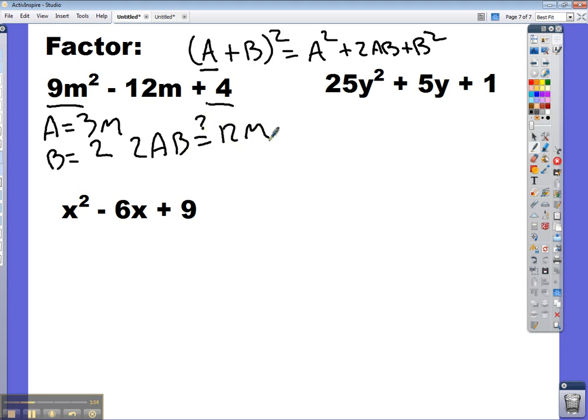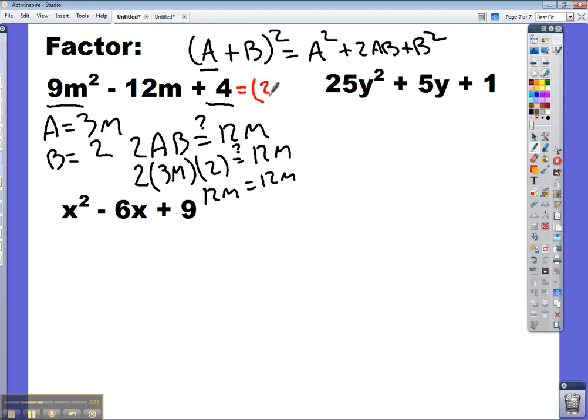So let's double check. We have 2 times, what's our a value? 3m. What's our b value? 2. What's 3 times 2 times 2? 12. We have 12m equals 12m. Is this a square binomial? It's a square binomial, so therefore I know the answer is simply your a value, you borrow this sign, minus your b value squared, and that's it. Let's try. What happened to the 4? Negative 2 times negative 2 is positive 4.